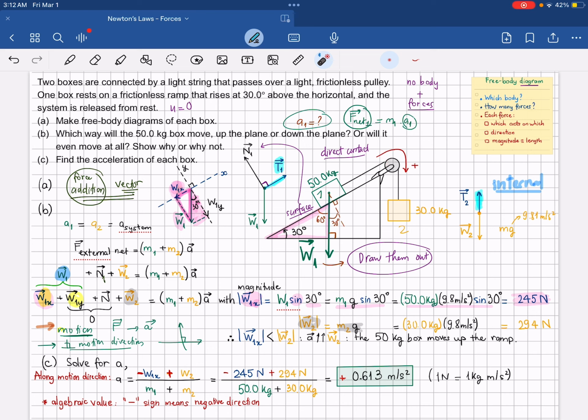We get this one going up, and then the net force will be in the same direction as the acceleration, and F net is this way. So that's why A is this way: it moves up the ramp along with the object 2, box 2, moving down. That is okay.